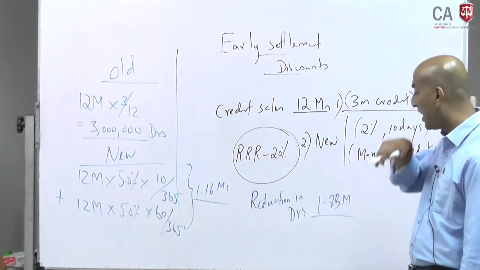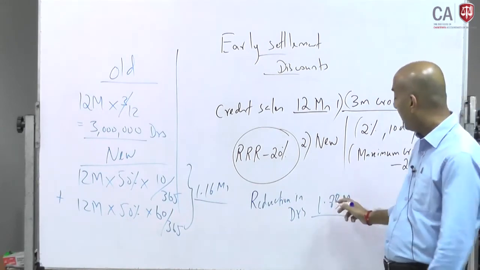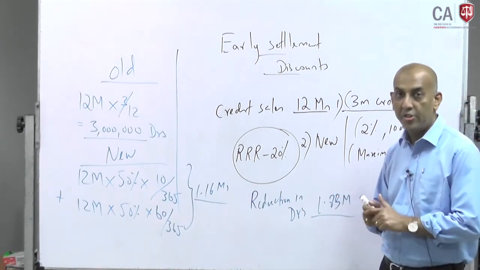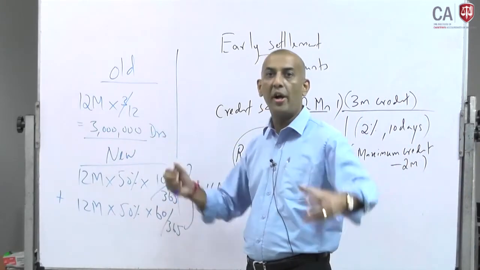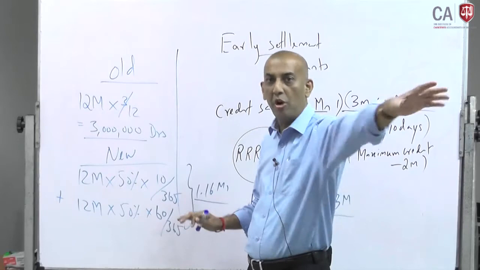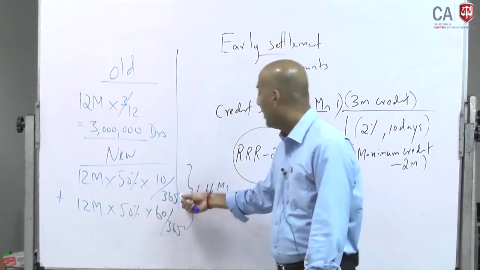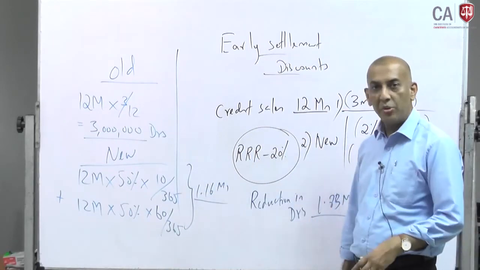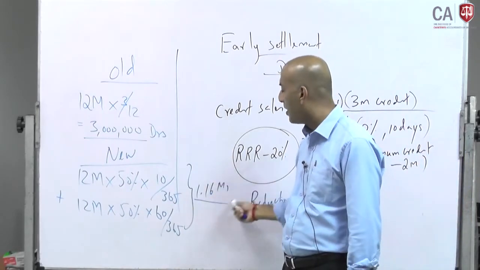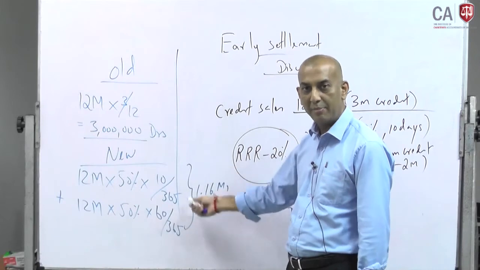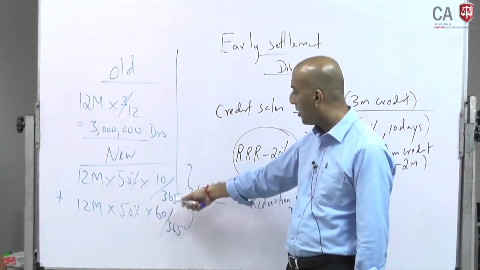So what you have to understand is that your debtor balance earlier, with the normal credit period, if you are given 3 million debtor outstanding, that means you are investing in debtors 3 million. Throughout, your outstanding is 3 million. You give a 2% discount, your debtor outstanding will become 1.16 million.